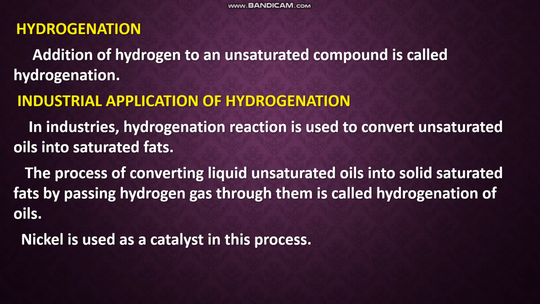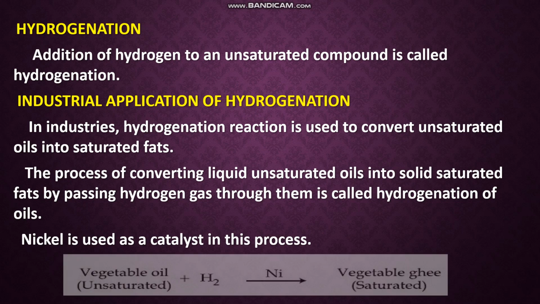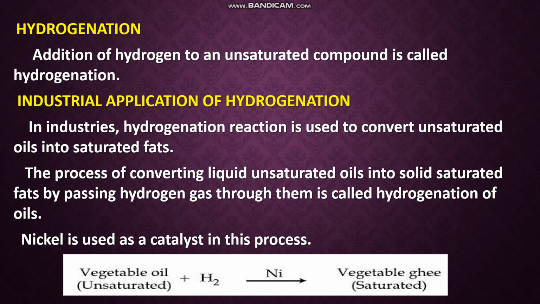This reaction is done in presence of nickel, or platinum or palladium also can be used. So we can see vegetable oil is converted to vegetable ghee. Oil is unsaturated and ghee is saturated, in presence of nickel catalyst. Hydrogen is added here. So what is the industrial application of hydrogenation? To convert liquid unsaturated oils into solid saturated fats by passing hydrogen gas through them in presence of the catalyst nickel.